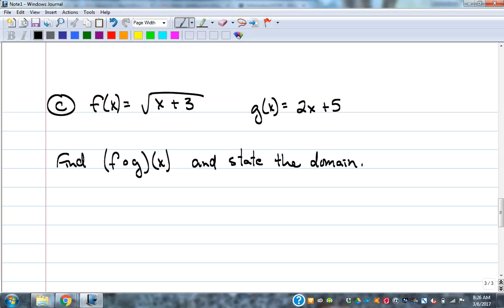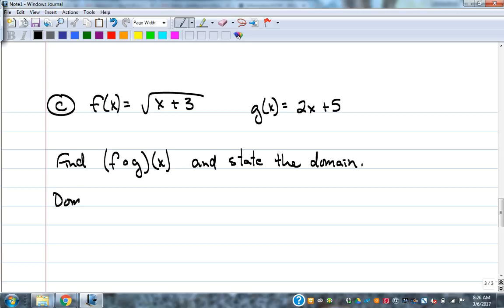Not necessarily the whole thing for every problem. You may be asked to find a function value of the composite function, like f composed of g of 4. Well, you just find the composite function and then plug 4 in for x at the end. So it's not always this difficult. You're not always going to be doing the whole thing. We're just doing the whole thing here. All right, so let's get domain stuff going.